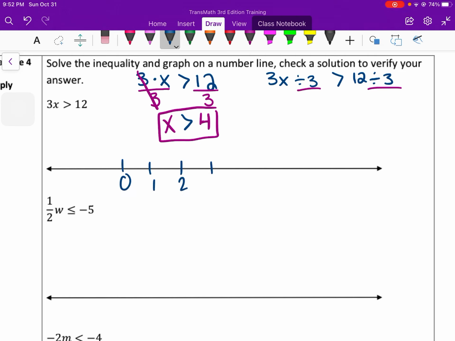So 0, 1, 2, 3, 4. I wanted 4 in the middle. 5, 6, 7. It is an open circle at 4, and the x's that are greater than 4 are to the right.